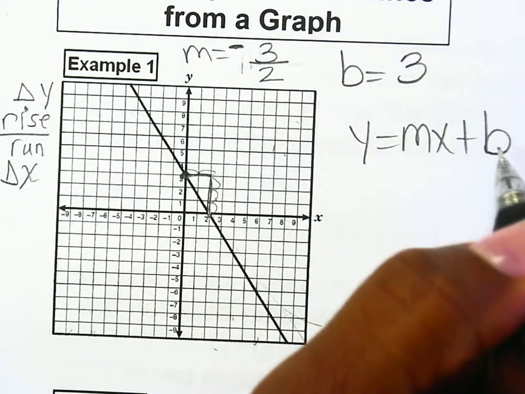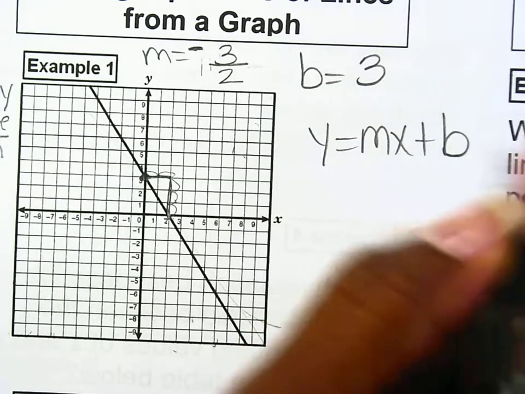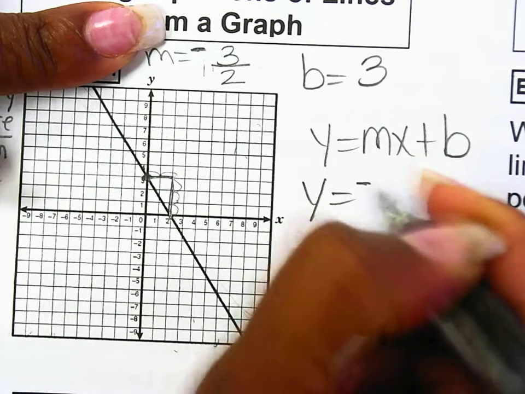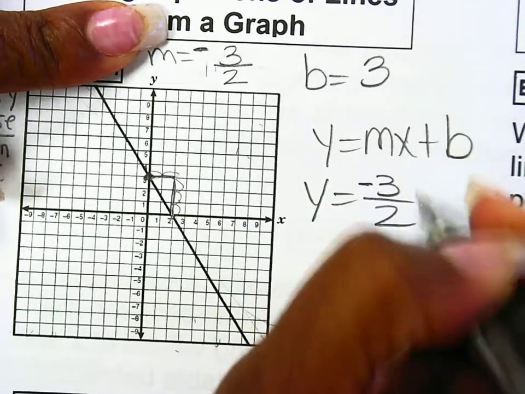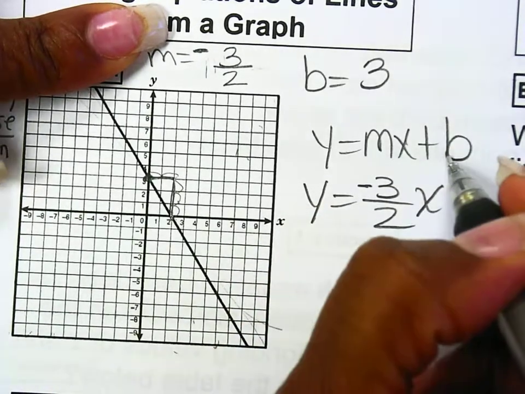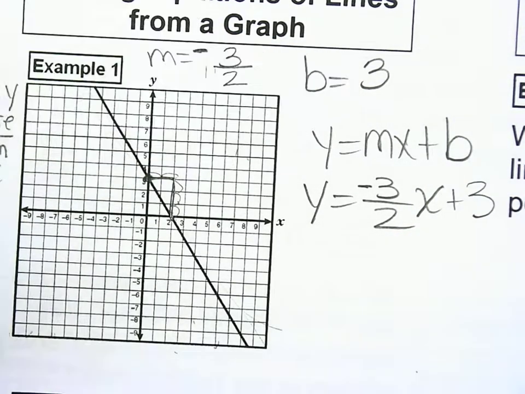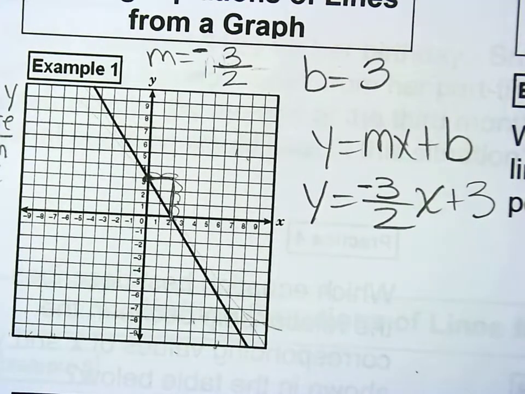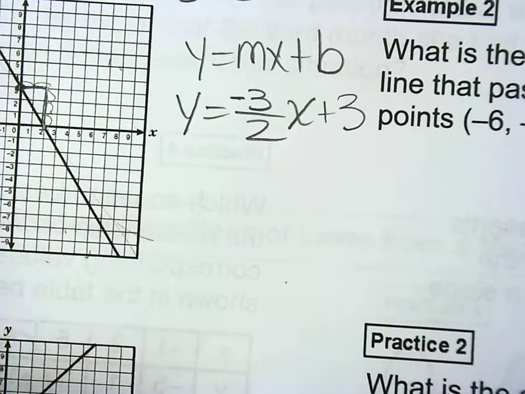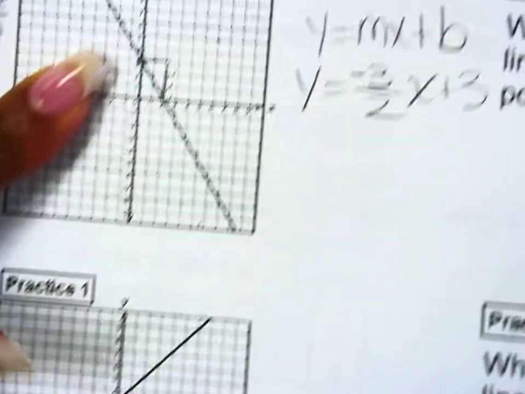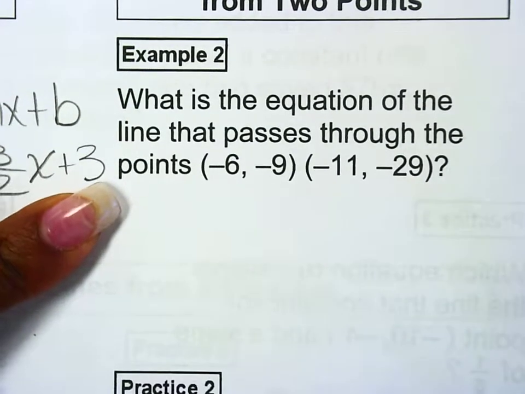So now I'm just substituting in those values for m and for b, the y-intercept. So the slope m is negative 3/2, write my variable x, plus b, which is a positive 3, and I'm done. Bam. You're like, what? That's all? Yes, that's it. So now that's example 1. In practice 1, you do it the same way. Same process.